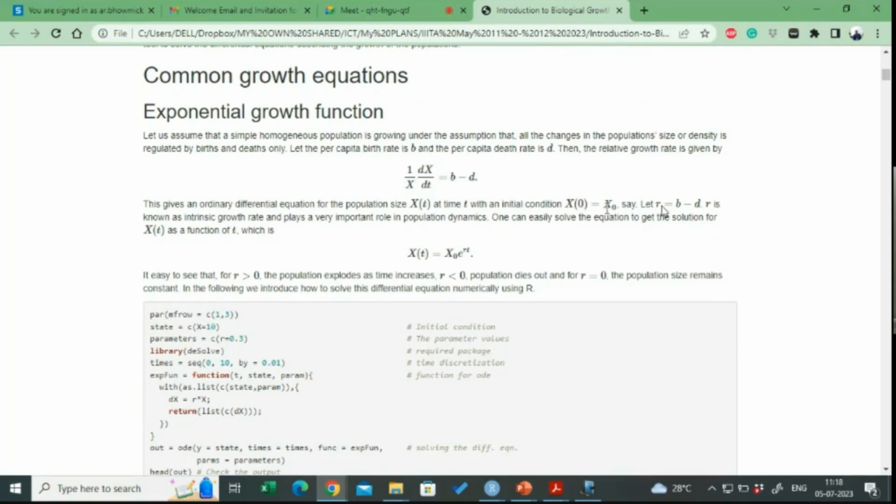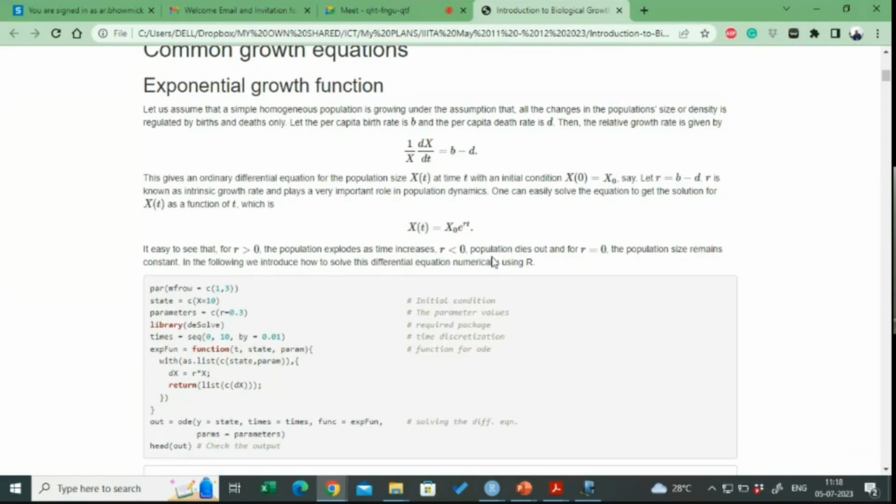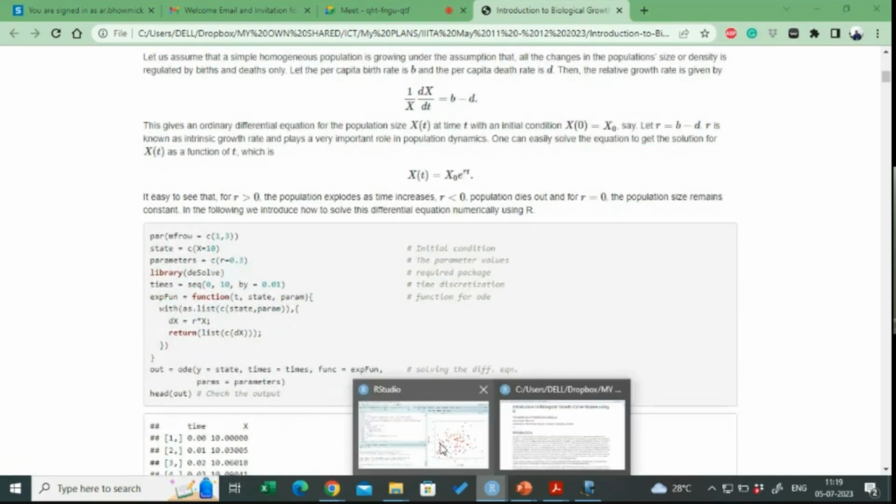You start with some initial condition x0, and this is the solution which you got. Everybody knows it is going to be an exponential. The population is going to explode exponentially as t tends to infinity if r is positive, meaning the birth rate is more than the death rate. If the death rate is more than the birth rate, then it is going to have an exponential decay. If r is equal to 0, that means birth and death are equal, and in that case the population size does not change. Let me have a look at the syntax first.